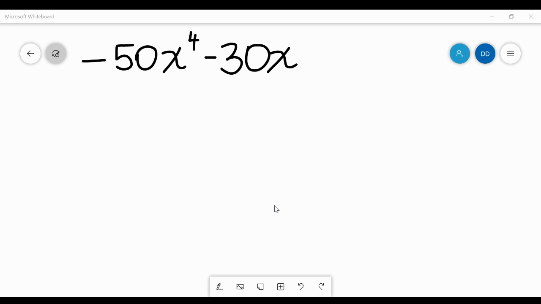Hey everyone, I'm going to go over the two questions that are in today's PowerPoint just so you can see where the numbers come from and how to get the answers. So we want to factor this binomial, negative 50x to the fourth minus 30x.